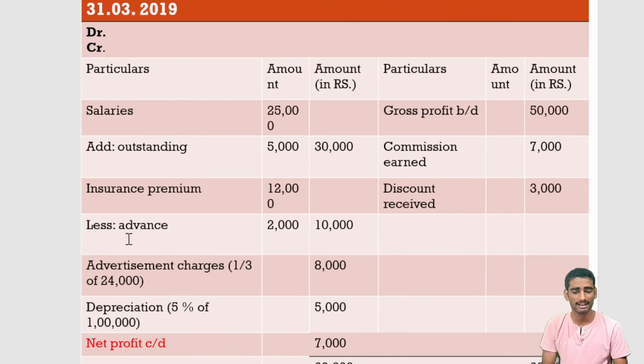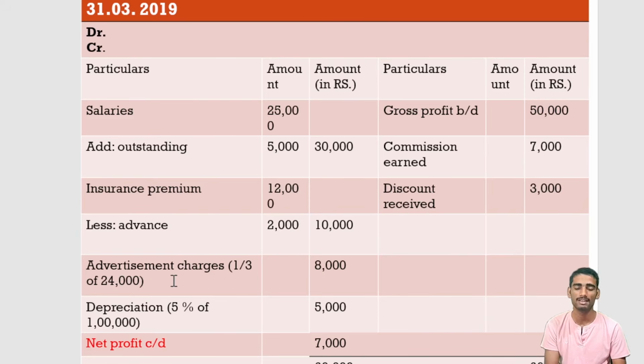One thing to note here: less advance is 2,000. 2,000 was given as advance, and that will be deducted, because I have already said that advance you have to deduct. So 12,000 minus 2,000 will be 10,000. Similarly, here you have to write the total amount. Salary is 25,000, outstanding 5,000, so you have to add it, then the total amount is 30,000. 25,000 plus 5,000 is 30,000. Then insurance premium 12,000, so you just have to subtract 2,000 that is in advance, giving 10,000.